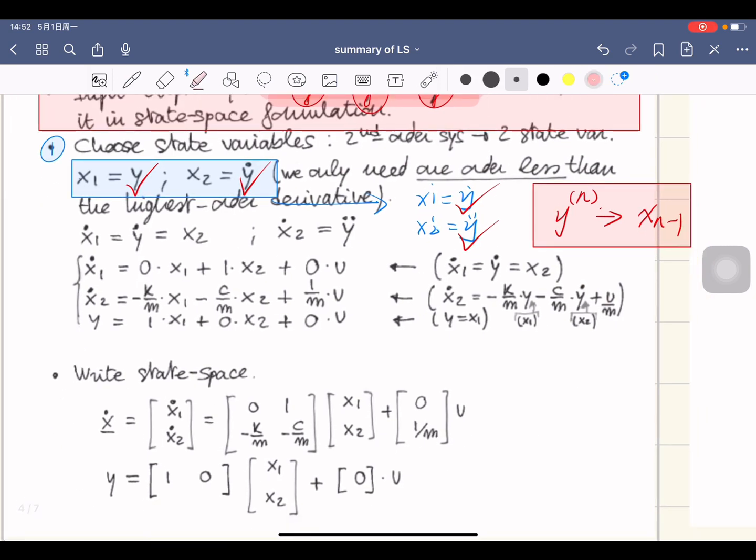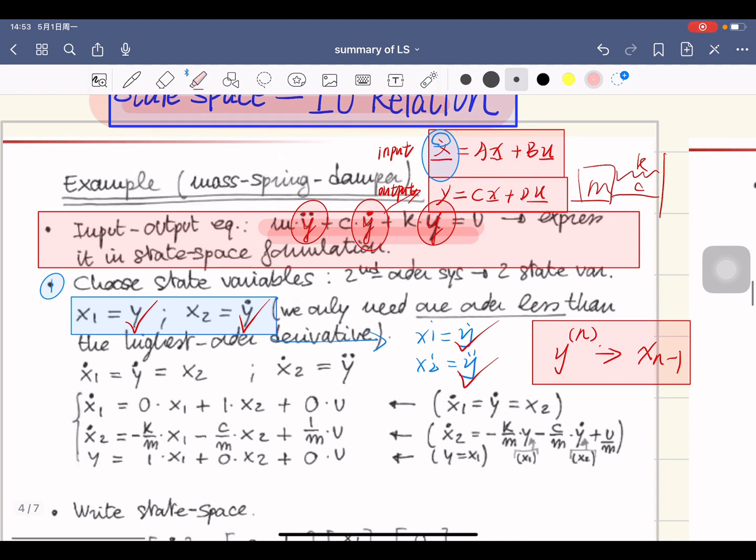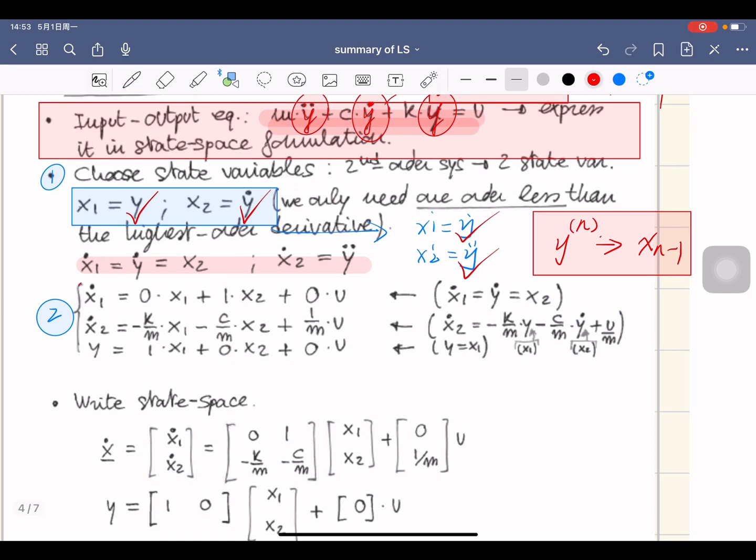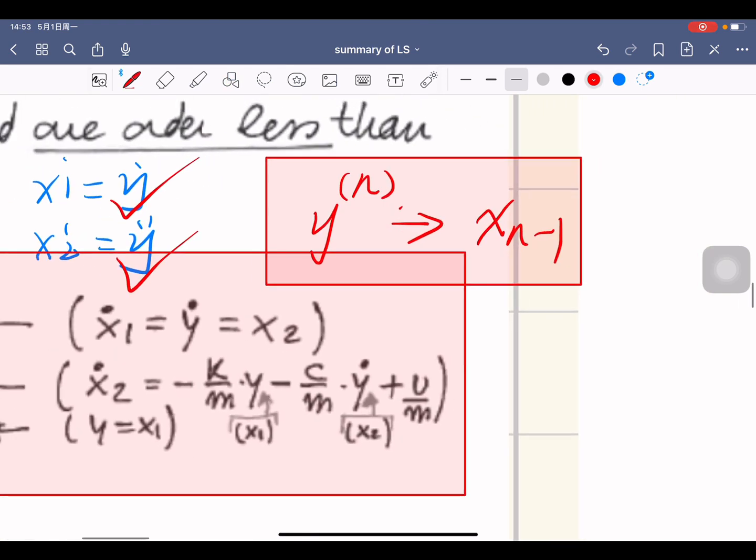Let's see next. After we have chosen the state variables and also taken the derivatives of them, what should we do? Okay, this is the second step I will show you. The thing we should do is write out x dot equals what?